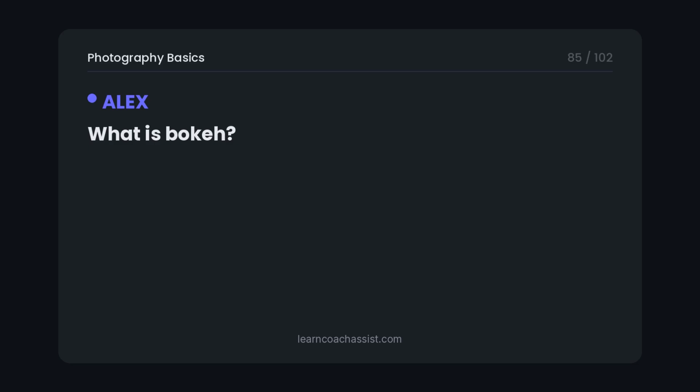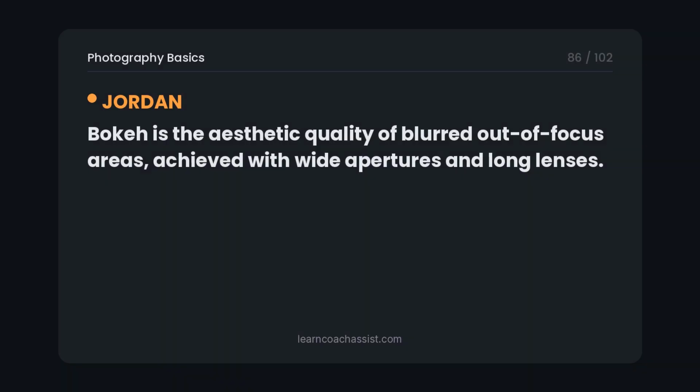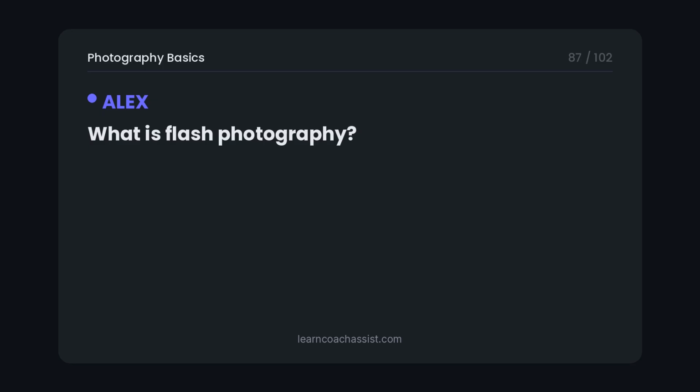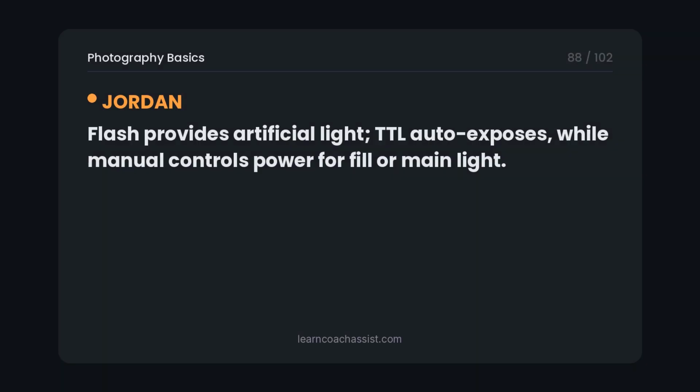What is bokeh? Bokeh is the aesthetic quality of blurred out-of-focus areas, achieved with wide apertures and long lenses. What is flash photography? Flash provides artificial light, TTL auto-exposes, while manual controls power for fill or main light.